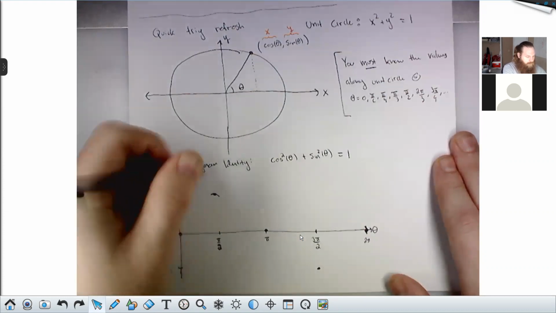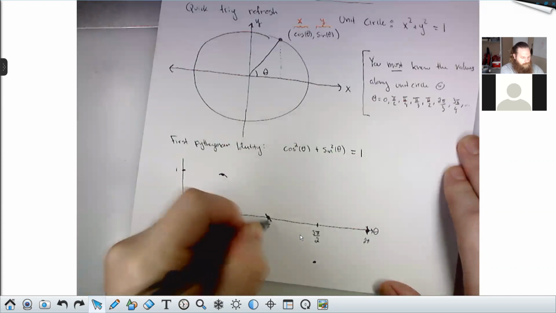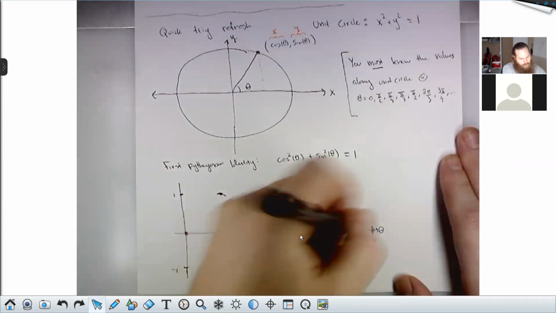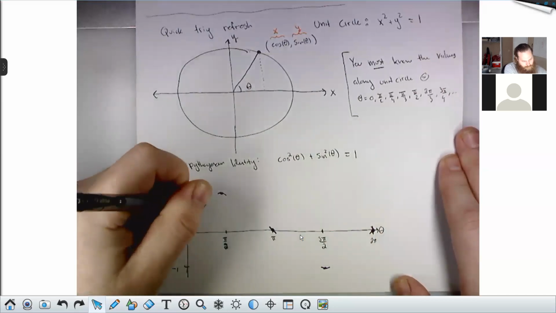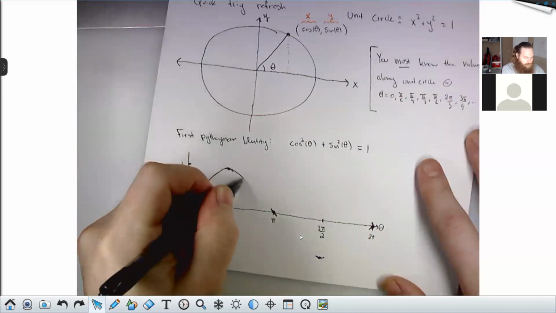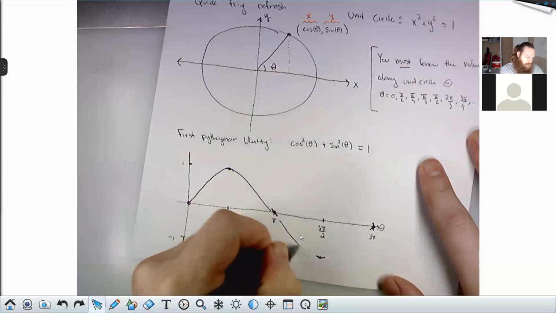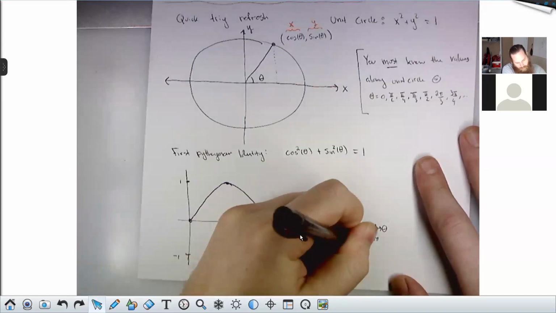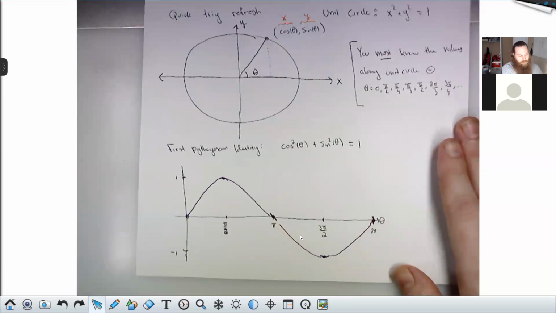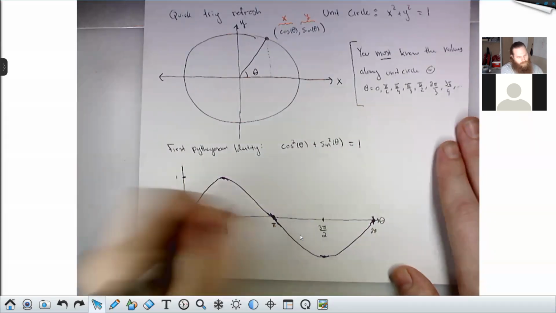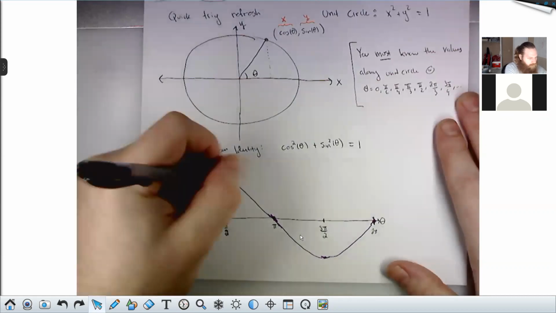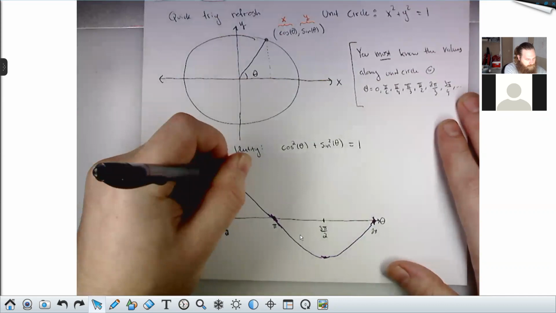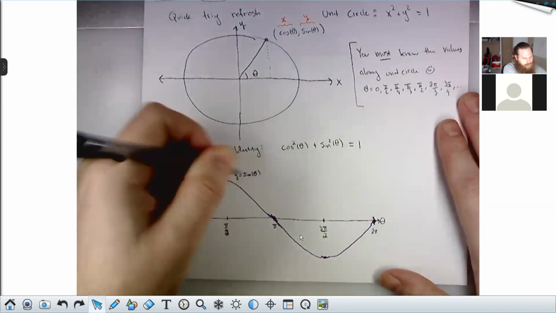So we should have something like this for the sine function. Easy peasy way to graph sine, right? Just plot the quarter periods. Just throw in a few points, quarter periods, and then connect them. So this is sine theta in purple.